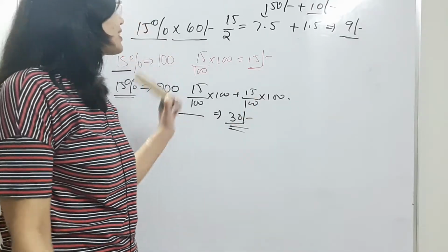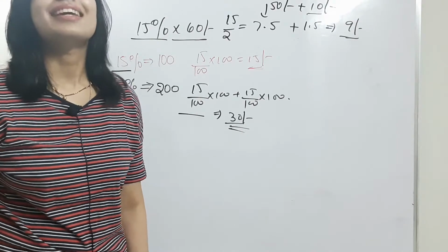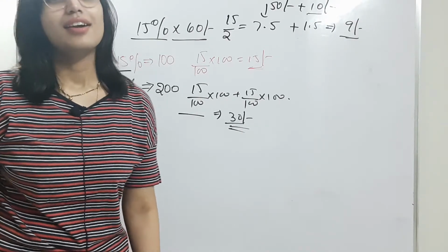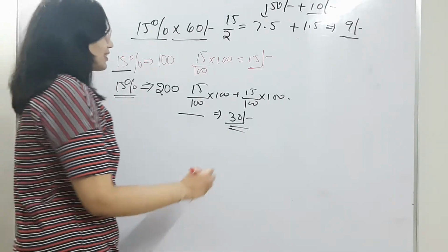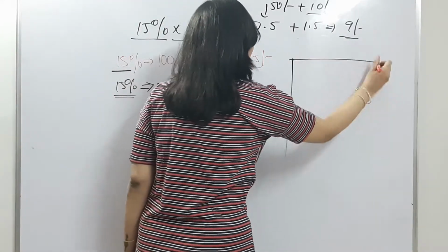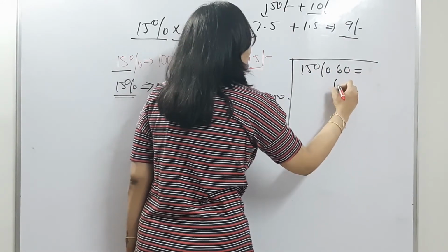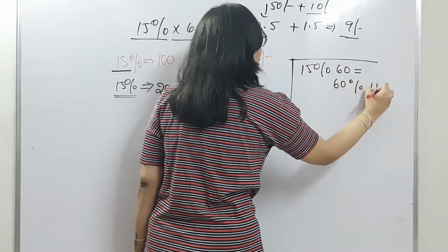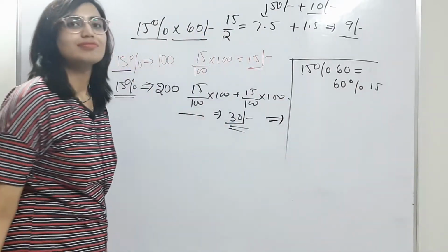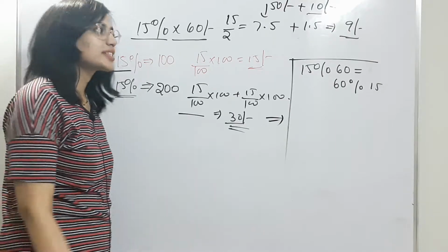You can apply this technique to any numbers. You will find the answer extremely quick. Another tip is, please note that 15% of 60 is equal to 60% of 15. Both result in the same value. You can flip the percentages.